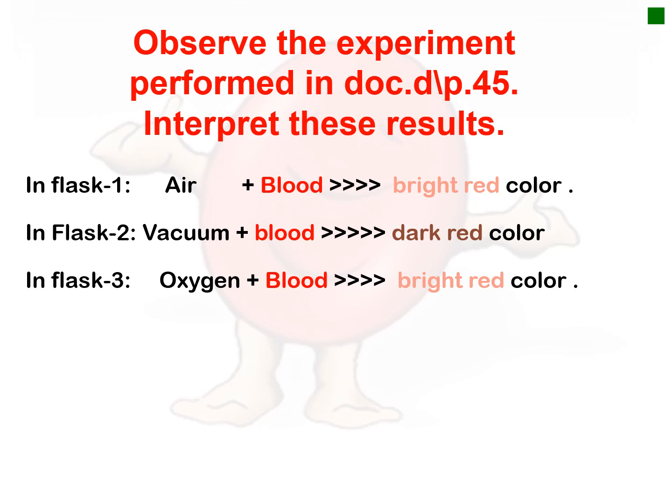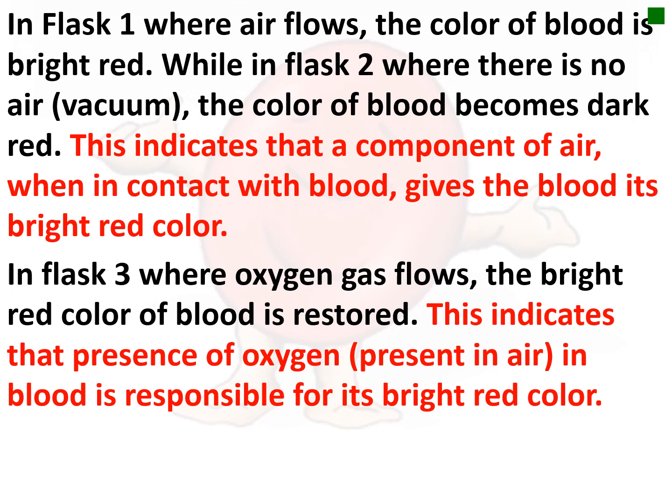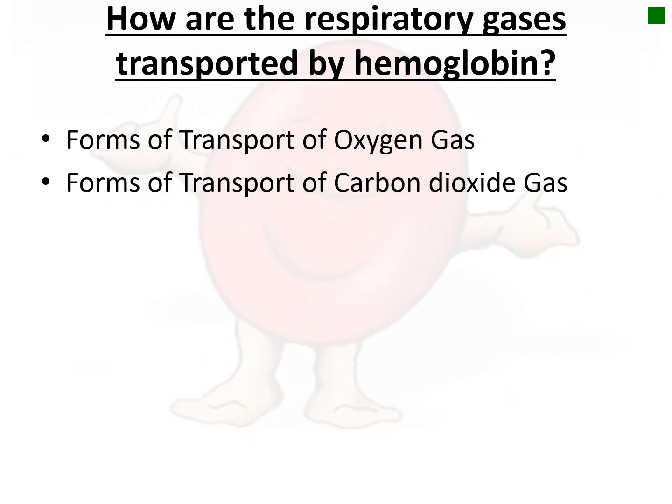Flask 3, oxygen plus blood, gives bright red color. So the brightness of the blood in flask 1 is due to the presence of oxygen in air. In flask 1, where air flows, the color of the blood is bright red, while in flask 2, where there is no air, vacuum, the color becomes dark red. This indicates that a component of air, when in contact with the blood, gives the blood its bright red color. In flask 3, where oxygen flows, the bright color of the blood is restored. This indicates that the presence of oxygen, which is found in air, is responsible for the bright red color of the blood.